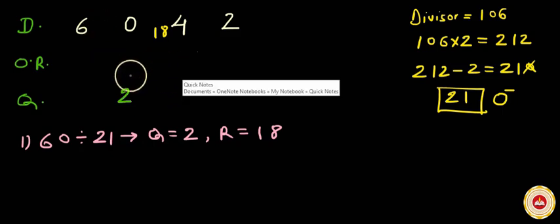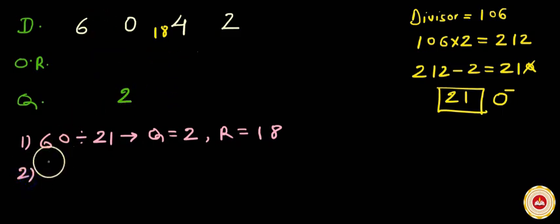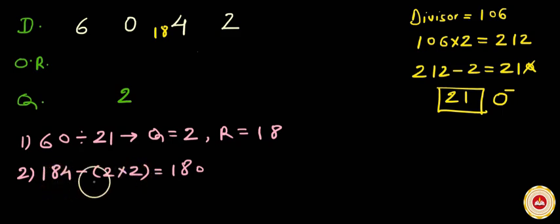Now let us calculate first osculation number. Step number 2, 184. See, this 184 minus what to subtract? 2 times last quotient digit, which is 2, which gives us 180. 2 2s are 4. 184 minus 4 is 180. Now divide this 180. See, let me write first osculation number. See, 180 is osculation number and should be written below this 184. Correct?